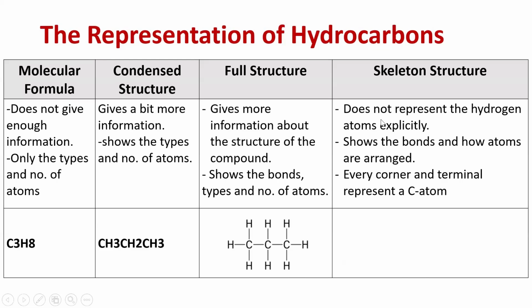The skeleton structure doesn't represent the hydrogen atoms explicitly. It shows the bonds and how atoms are arranged. This is the skeleton structure. In this structure, to count the number of carbons, every corner is a carbon and every terminal is a carbon. So we have a corner here, this is 1 carbon atom. This is another carbon atom too, and this is a third carbon atom. By counting the number of carbons, you can easily name the compound.